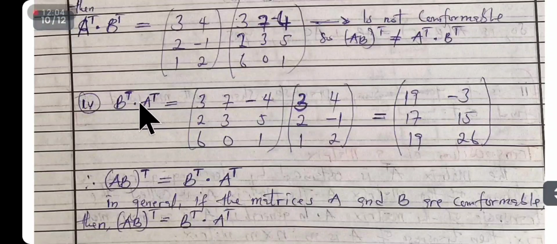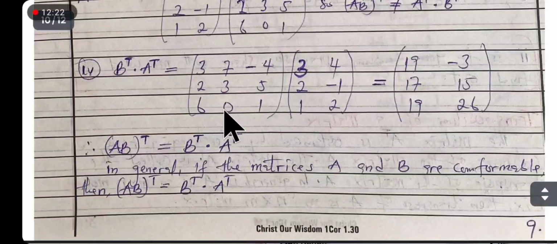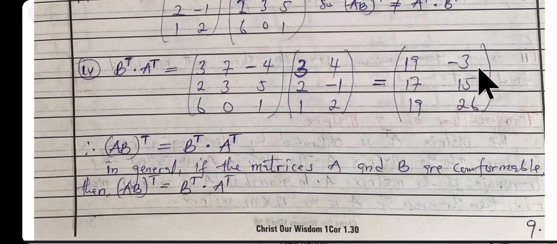So B transpose multiplied by A transpose, can they go? Yes. You see, the number of entries in this row is equal to the number in this column. By the time you multiply these two matrices, you are going to get this final answer, with 19, minus 3, and then down to 26 here. Therefore, we can conclude that the transpose of A multiplied by B is equal to the transpose of B multiplied by the transpose of A.